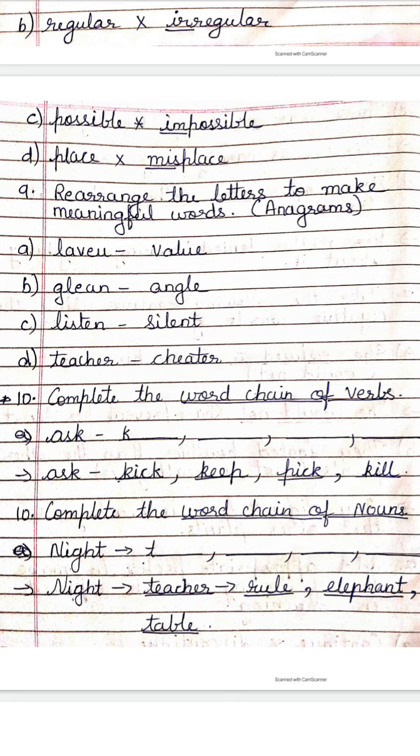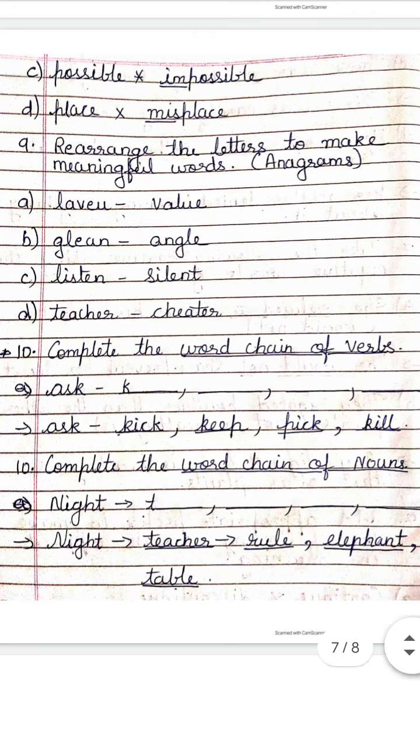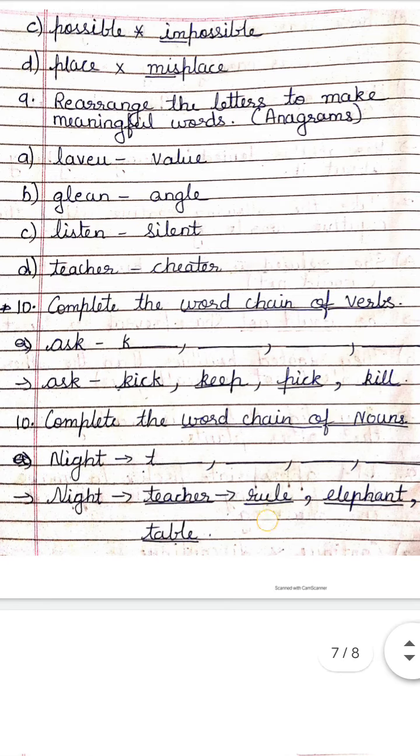So this is LAVEU. This makes VALUE. GLEAN: I have exchanged the letters to make it ANGLE. LISTEN: I have rearranged the letters to make another word using the same letters, that is SILENT. Then TEACHER: I have rearranged the word to make it CHEATER. These are the words I have made.